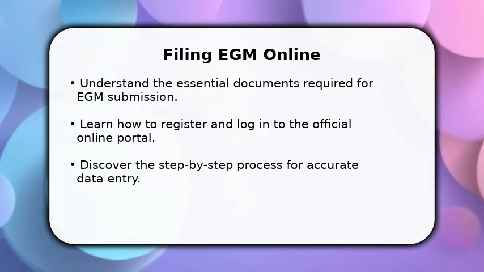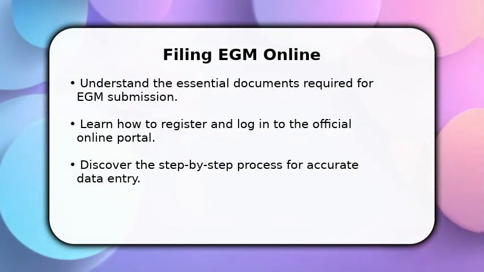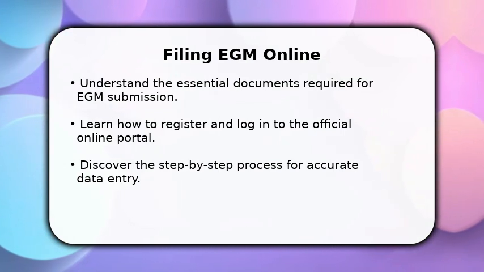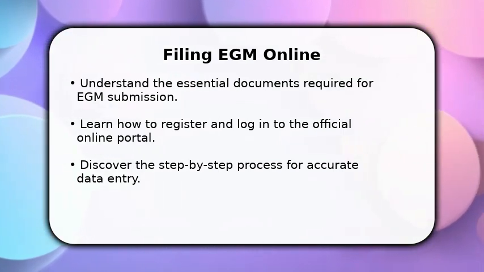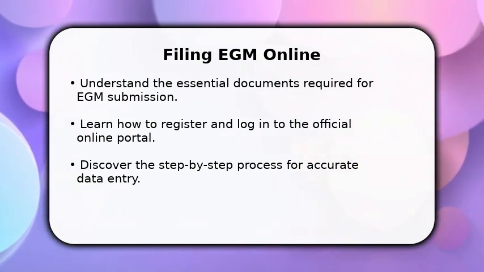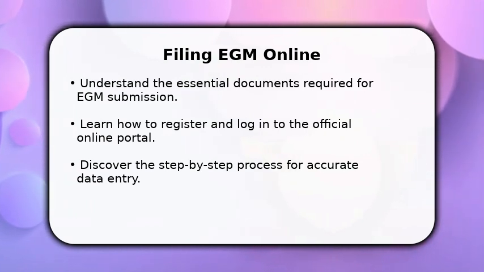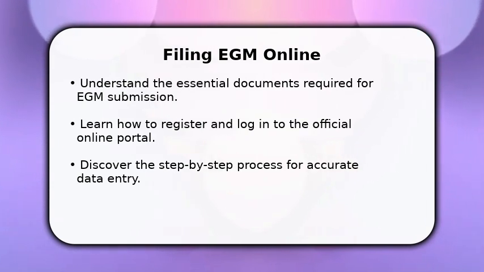In this video, I will explain how to file EGM online. First, gather all necessary shipping documents, including the bill of lading and invoice. Next, ensure your company is registered on the designated government portal. We will then walk through the login process and prepare to input your manifest details. This guide aims to simplify the entire online filing procedure for you.